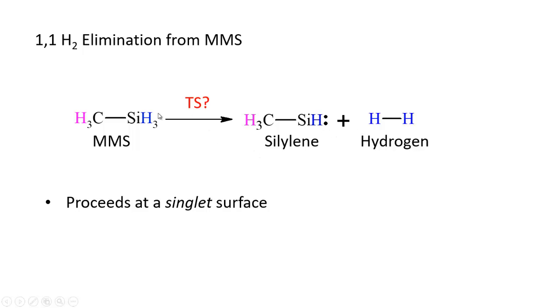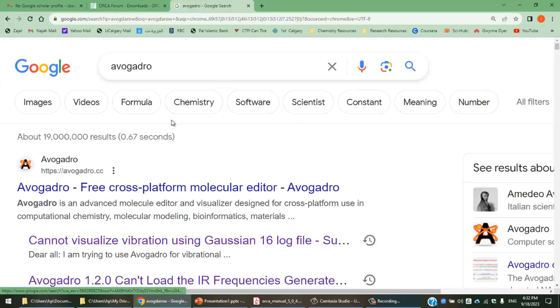The good thing about this reaction is that everything here, including the transition state, proceeds on a singlet surface. So this is a singlet. Silane and silylene also, luckily enough, are singlets in their ground state, and of course the transition state and the other products are singlets.